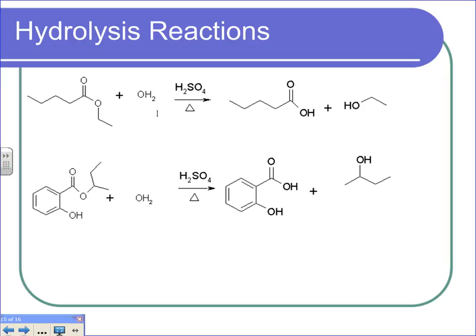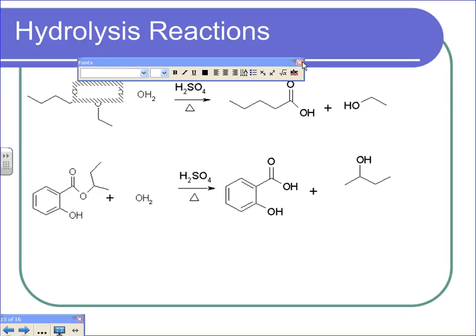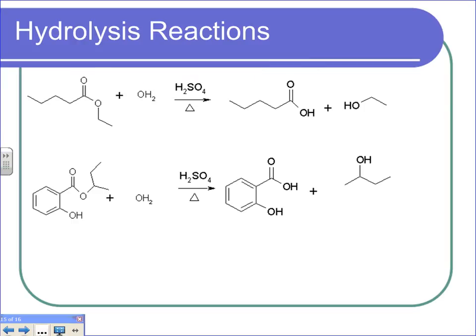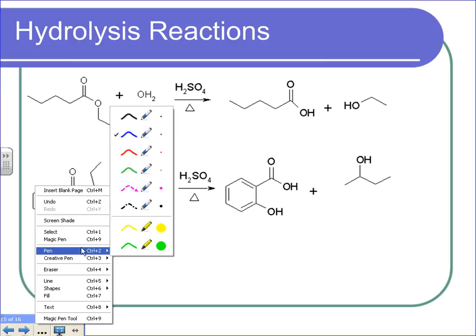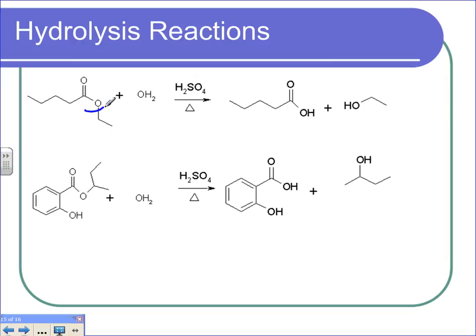We're taking an ester this time, and we're reacting it with water in the presence of sulfuric acid and heat. And what it'll actually do is split the ester here to produce the alcohol and the carboxylic acid. So in this case, we've got this ester, so I'm going to split it there, and I make the carboxylic acid and the alcohol.